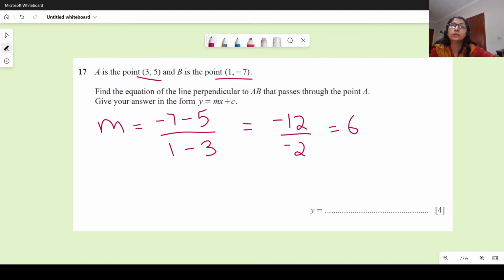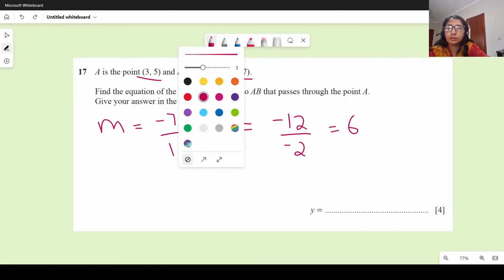Now I have to find the slope of the line perpendicular to this line. For that, I'll have to take the negative reciprocal of the existing slope. So that's going to be the perpendicular slope.